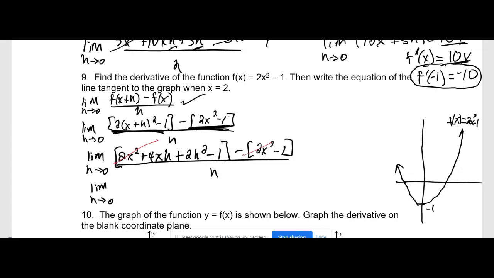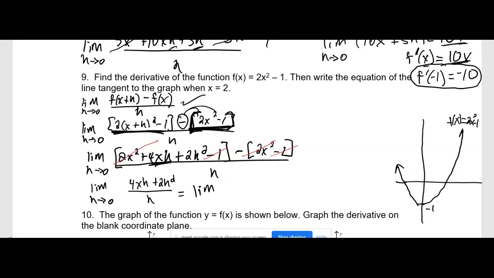Not only do the 2x squareds cancel like they have been, but if we were thorough with our parentheses and our brackets, the negative ones should also cancel. What we were then left with are these two middle terms here, the 4xh plus the 2h squared, and then all over h. A lot of times people get a -2, so make sure you're putting brackets up here so we know that this negative sign is going to get distributed to both terms when it's more than just a monomial.